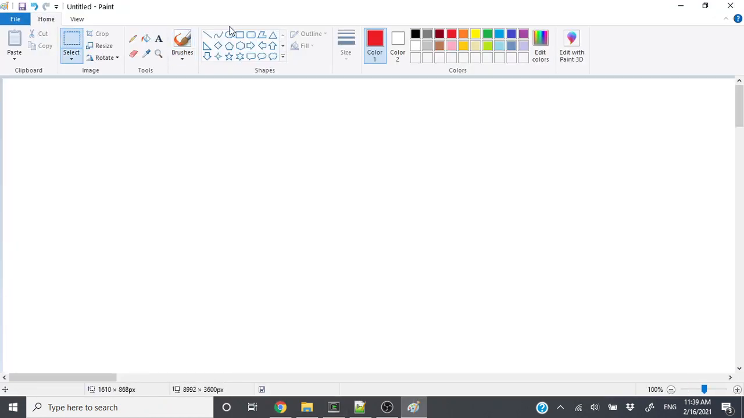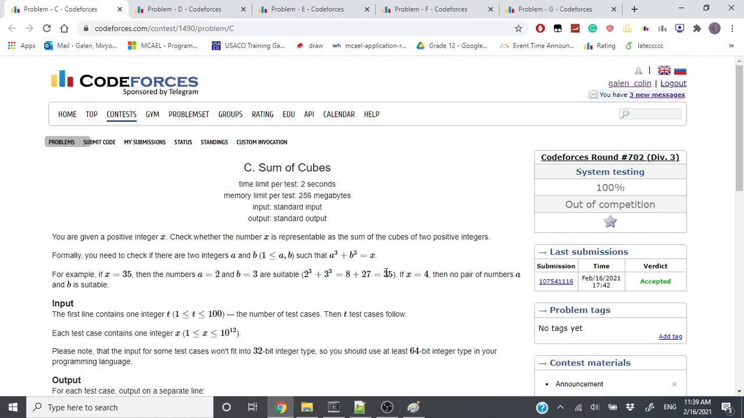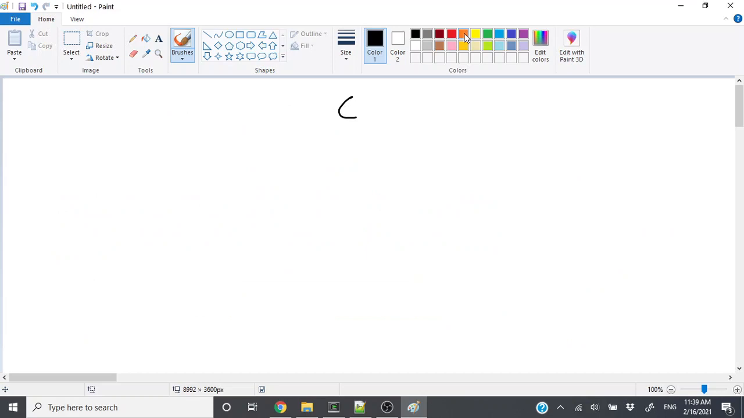For C, we have a number x, where x is up to 10 to the 12th, and we want to see if there exist 2 numbers a and b where x is the sum of their cubes. So we want to find a and b where a cubed plus b cubed is equal to x, and a and b must be positive, so strictly greater than 0.